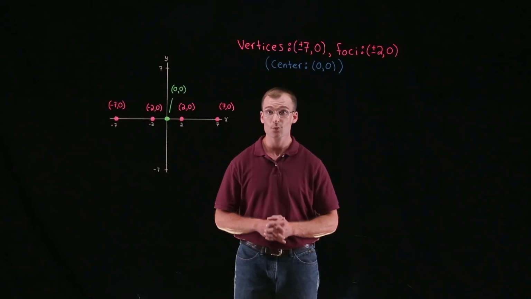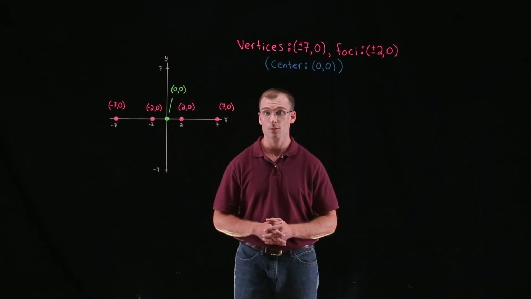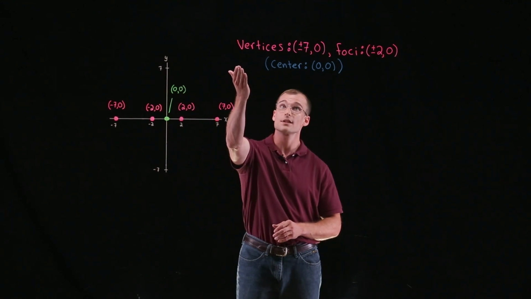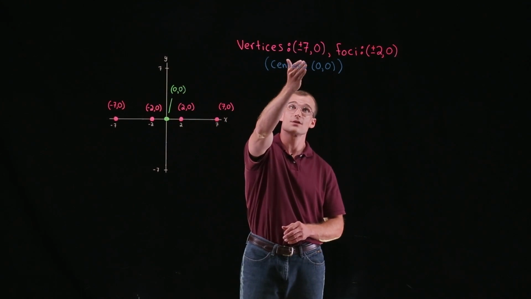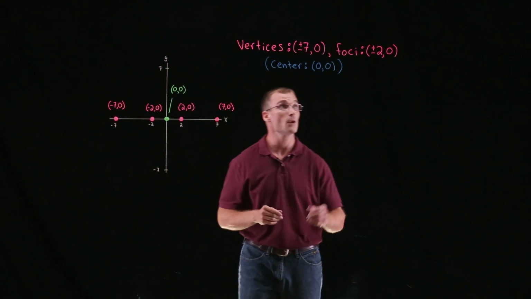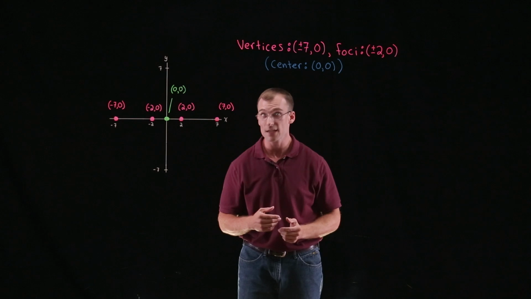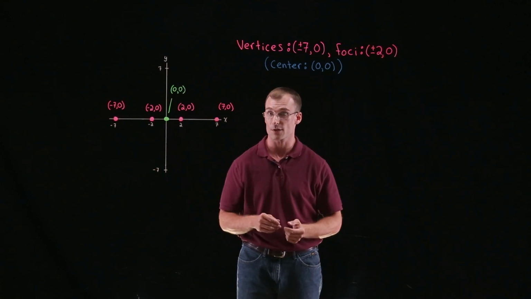Welcome everyone, I'm Adam. In this problem, we're going to be finding the standard form of the equation of an ellipse with the given characteristics. We're told we have vertices at points positive 7, 0 and negative 7, 0, and then foci at points positive 2, 0 and negative 2, 0, where also the center is at our origin, or point 0, 0.